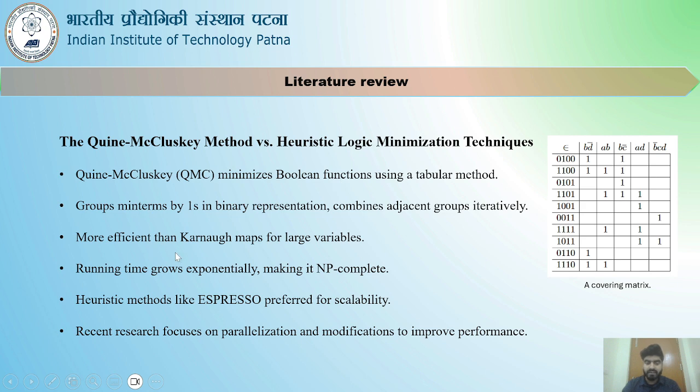It is more efficient than K-map for large variables, but there is one problem, that it is an NP-complete problem. In this problem, it guarantees an optimal solution but suffers from exponential time complexity. So next, heuristic methods like Espresso are preferred for scalability. And do you know why heuristic methods like Espresso? To overcome the limitation of QMC, heuristic-based methods such as Espresso were introduced. This method does not guarantee an exact minimum, but gives a near optimal solution efficiently.